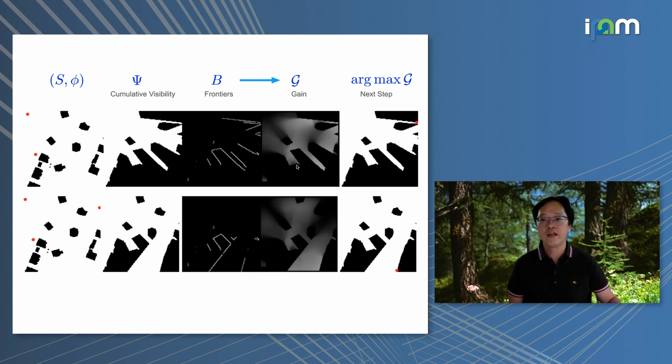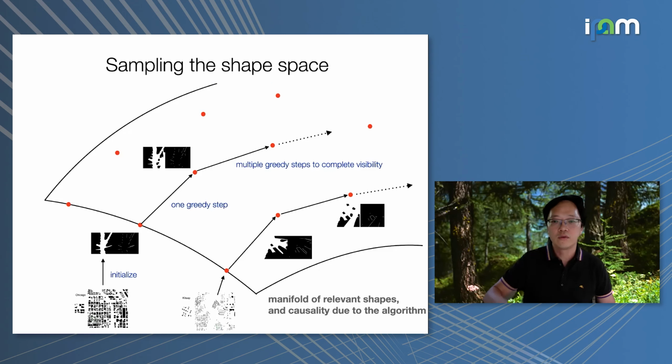Then we simulate the algorithm. According to our greedy algorithm, the next vantage location would be placed at the brightest pixel of this image on the fourth column. Then you go there and simulate, and you get this cumulative visibility, then the frontier set, and then the corresponding gain, and then you simulate this algorithm again. So this is how we compute the training data to learn this gain function.